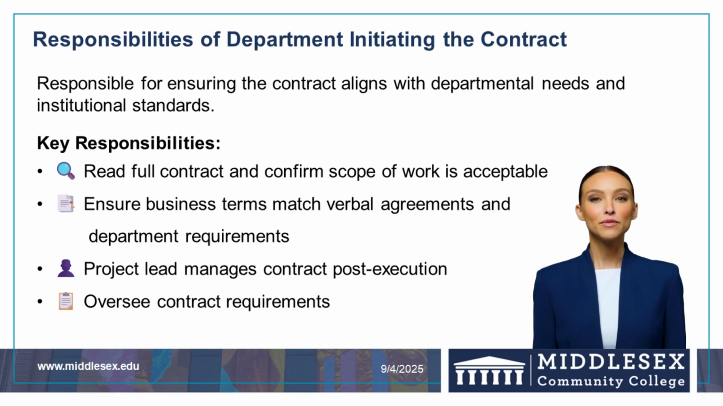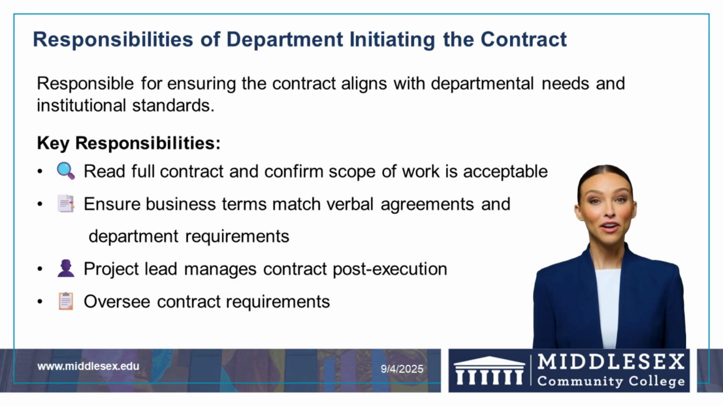Let's take a moment to review the key responsibilities of the department initiating the vendor contract. This step is critical to ensure that the contract not only meets departmental needs, but also aligns with institutional standards and policies. Your key responsibilities include the following. First, read the full contract. The initiating department must carefully review the entire contract. This includes confirming that the scope of work is accurate and reflects what was agreed upon.